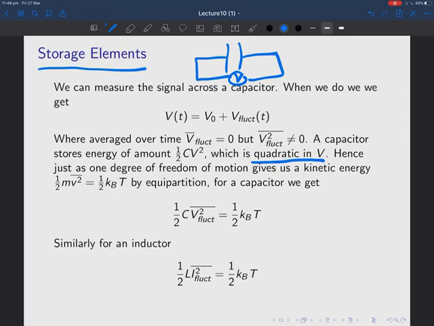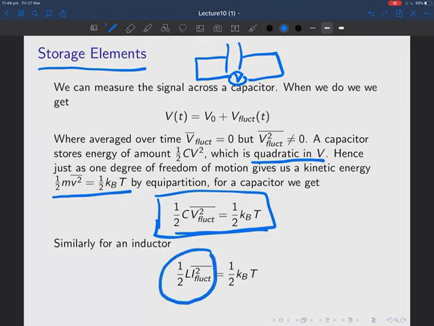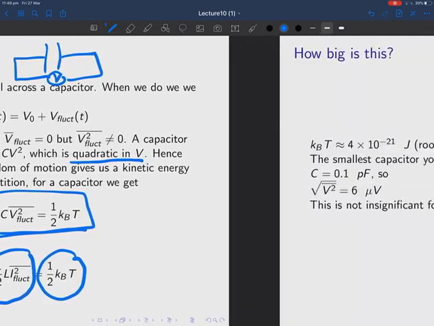Okay. Now, that means we can apply equipartition, because in a system which has a Hamiltonian with a quadratic term, we know that each quadratic term will contribute to the energy a half k_BT. Just as for a system with kinetic energy, we get a half mv squared equals a half k_BT. For this system, we get a half C times the voltage fluctuation squared equals a half k_BT. So that's the equation for the noise signal across a capacitor. And you can do the same thing for an inductor. This is the energy stored in an inductor, it's got the current squared there, not the voltage squared, and that's also equal to a half k_BT. So those systems are quite simple to understand.